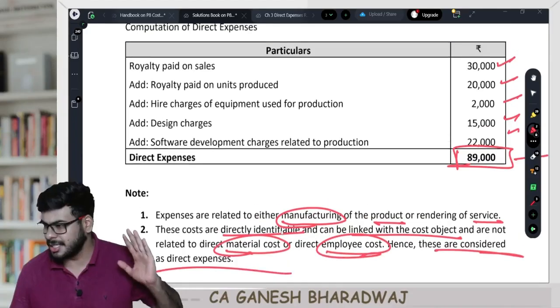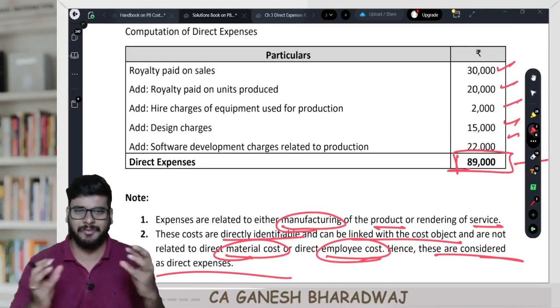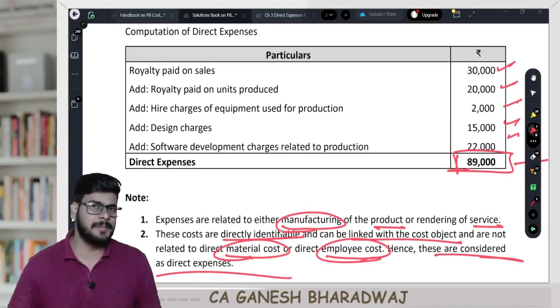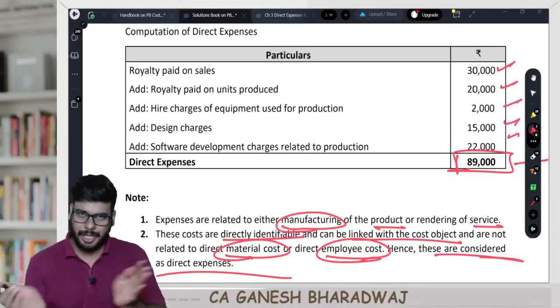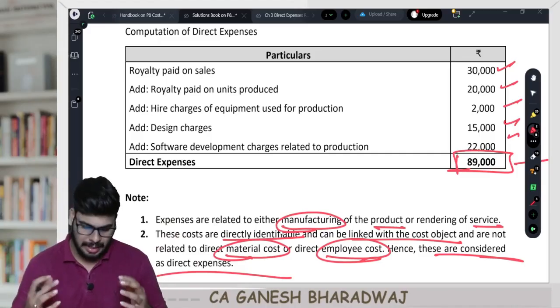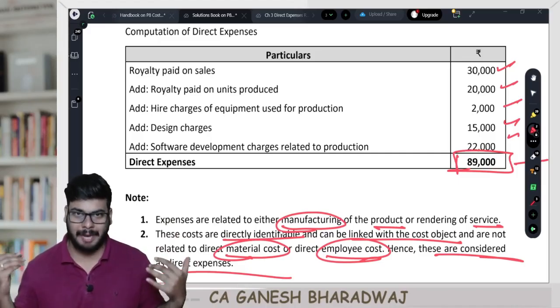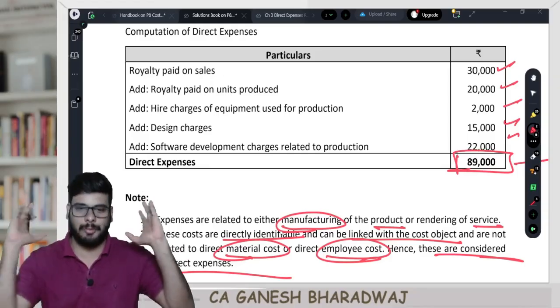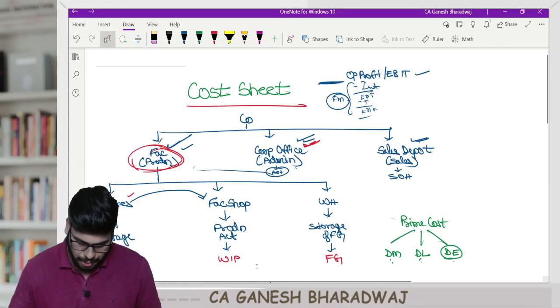Are you clear with this, guys? This is all the chapter says. Very, very small chapter. Ideally speaking, this shouldn't be a separate chapter. It should have been a part of your cost sheet chapter only. But nevertheless, since they have given it as a separate chapter, I have also discussed this here. That is all about this chapter. So what you need to remember is only this much.